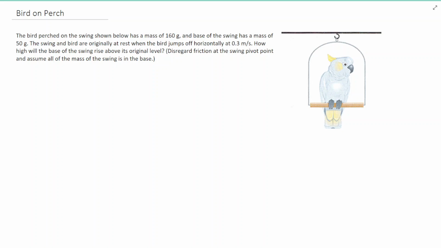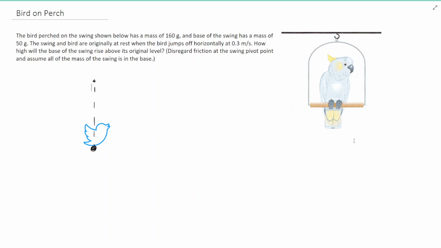Let's draw the bird on a perch. I'm not very good at drawing birds, so I'm going to steal a bird here. I've got a little Twitter symbol here. There's our bird. All right, that bird is sitting right here on the perch, and that perch has a little pivot point right here. So there's the bird on the perch. This is our before situation, right?